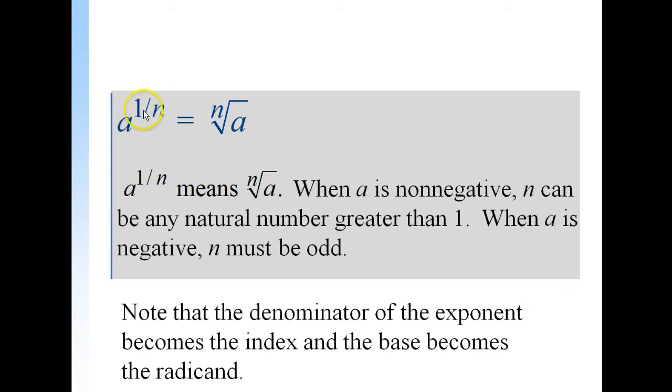So keeping in mind, and again, if you write the fraction in this form, 1 over n, I think it's a little more clear that the n is the index number, and the numerator of that fractional exponent is the exponent that we don't write if it's 1. Okay? And that's what they're explaining here.